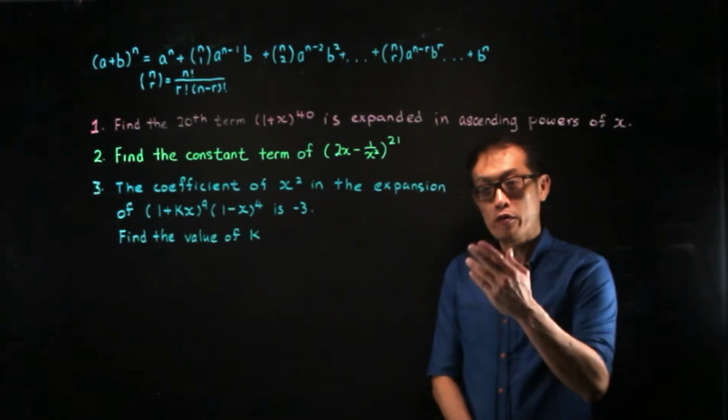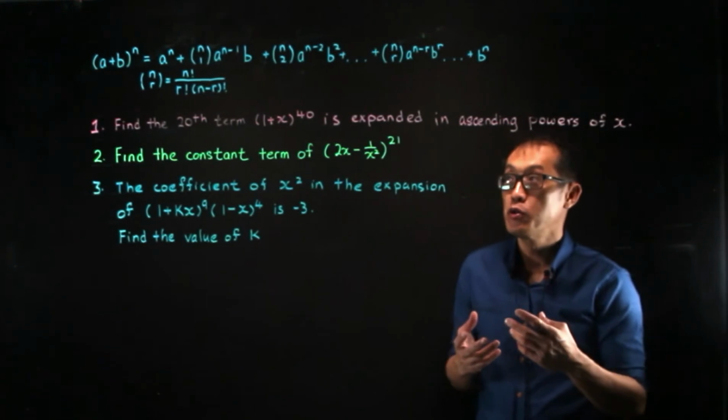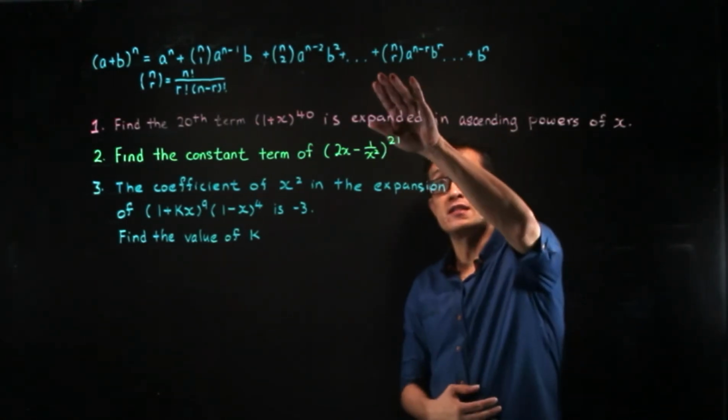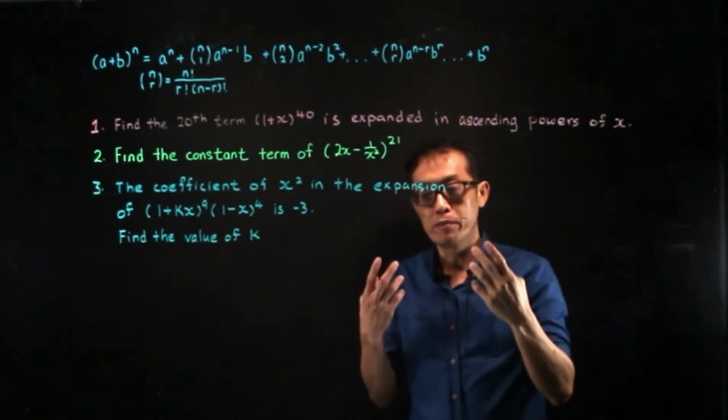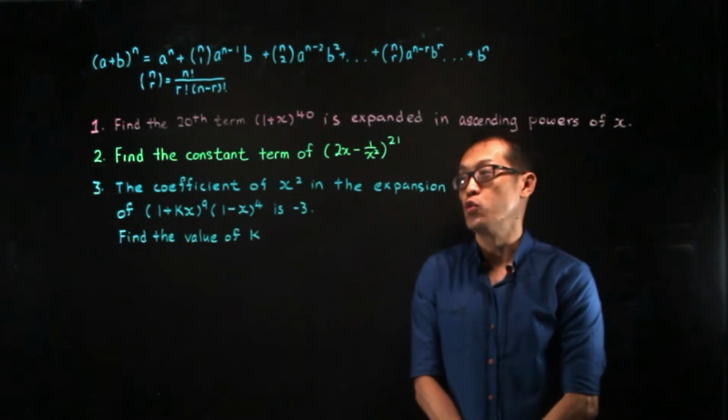Hi, welcome to lesson 3 of binomial expansion. Today we are going to learn the general term formula. This is the general term. Now we will make use of the general term formula to do question 1 and 2.